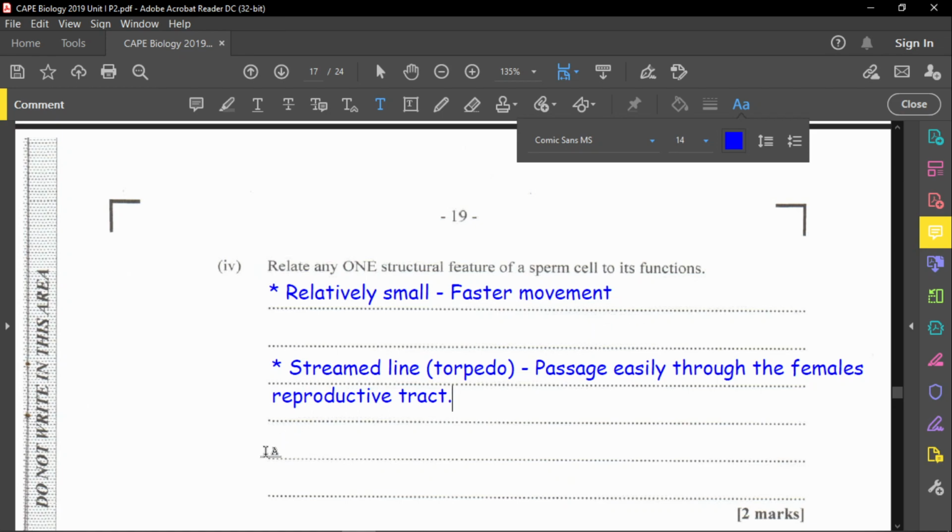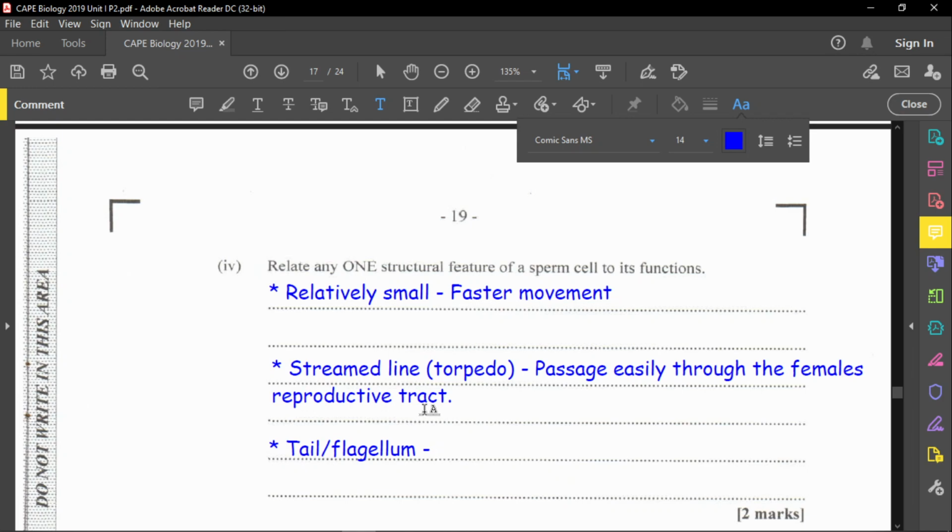Another structure of the sperm that you can also mention, we talked about this before, but I'm going to put it right here as well because it is a structure well featured: it contains a flagellum or tail. So it has a tail, right, or flagellum. But since you have talked about that before in the previous part, there's no need to come back here and talk about it again.